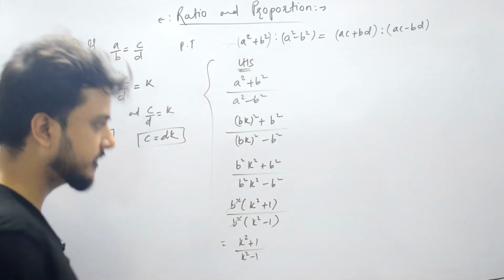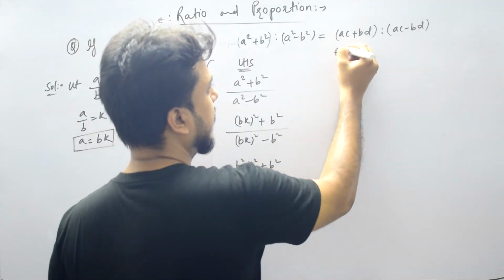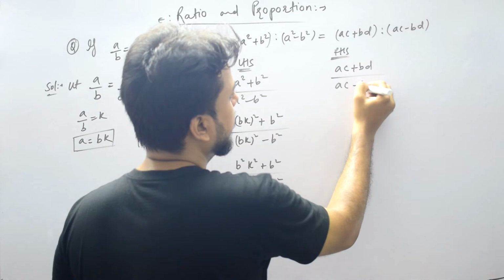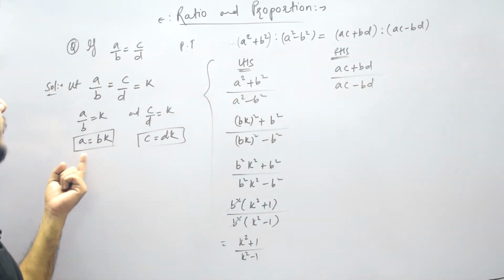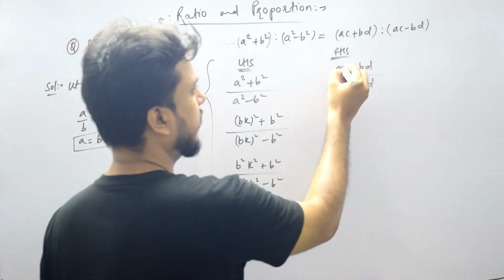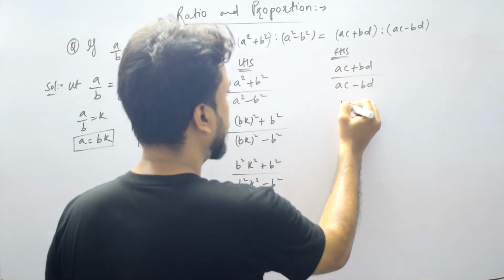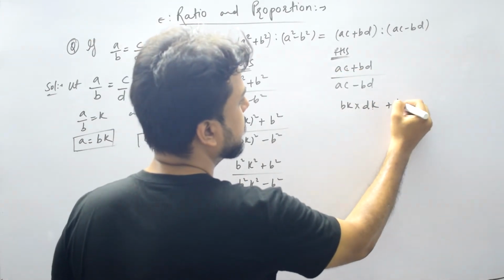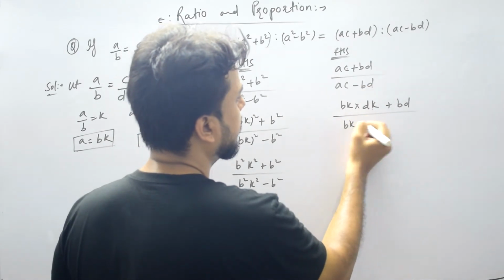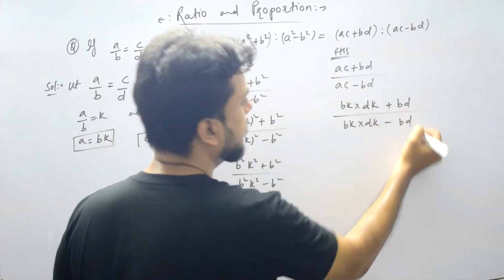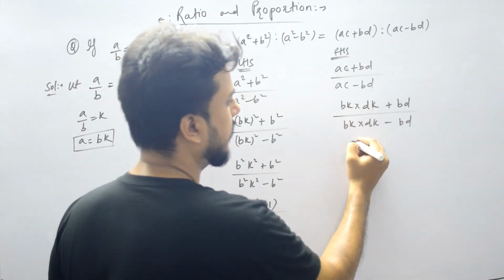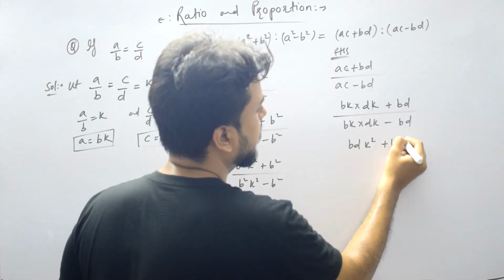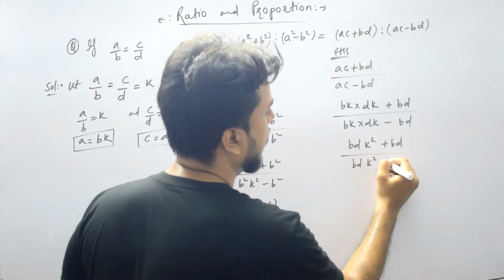Now we will solve for RHS and see if we get the same result as LHS. Here we have (ac + bd)/(ac - bd). We put the value of a as bk and c as dk. So ac will be bk multiplied by dk. Then we get (bdk² + bd)/(bdk² - bd).